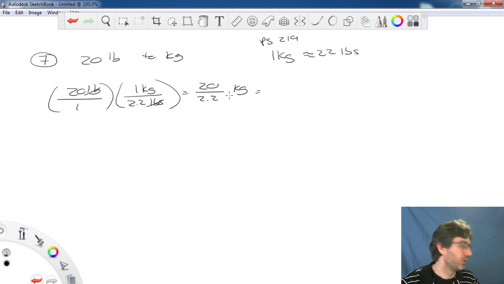So just reduce that down, which is 20 divided by 2.2 gives you 9.090909, and so on and so forth. If you want to round it to 9.09, go right ahead. If you want to do it to 9.1, I don't really care. If you want to put that, I don't really care, as long as you're getting in the ballpark. And that is kilograms.